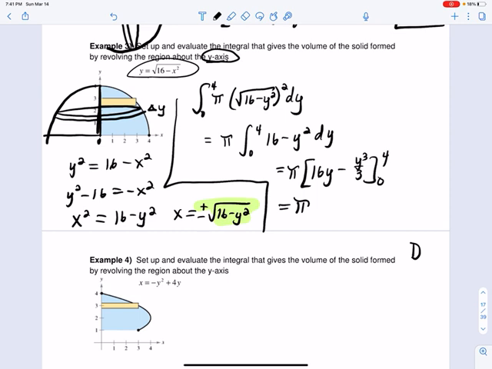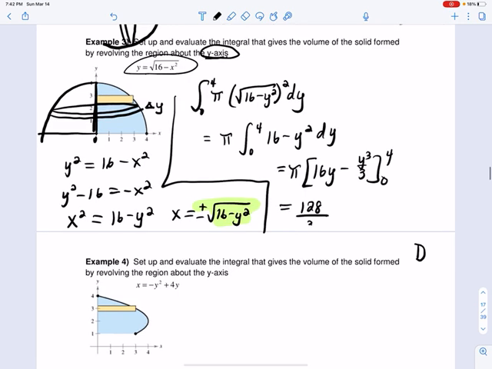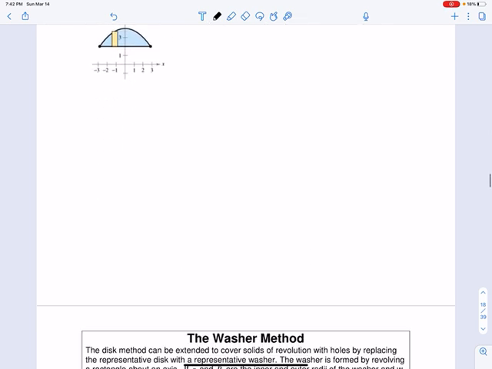This will be a final answer. I'm just going to give you the final answer. You can evaluate it if you need to. I believe that final answer is 128 all over 3 pi units cubed. Make sure you watch or look at the rest of the worked out solutions for the other examples.